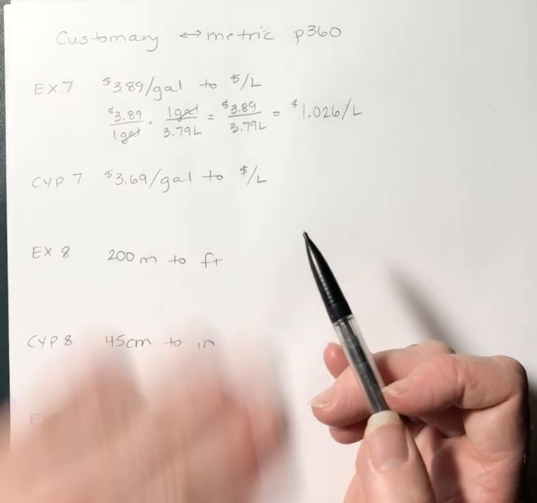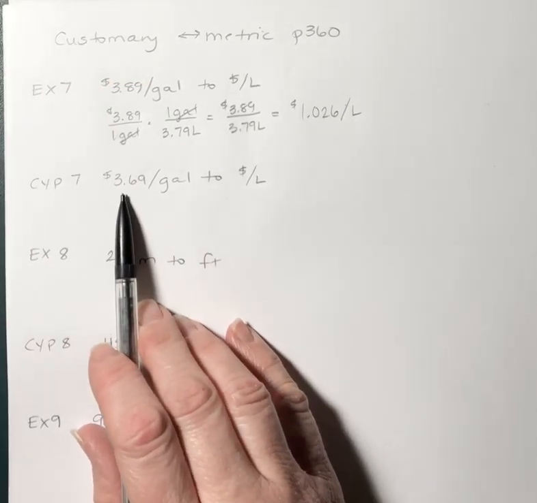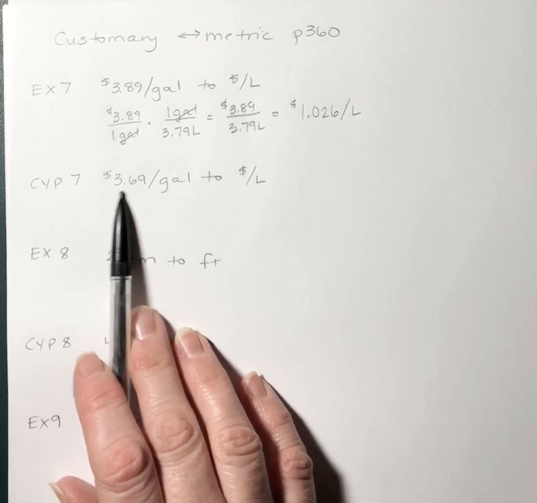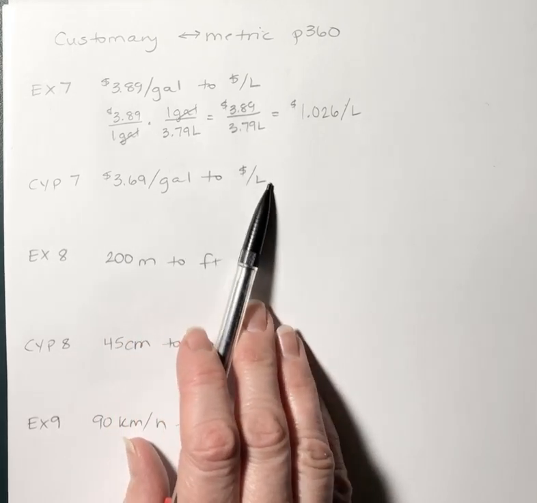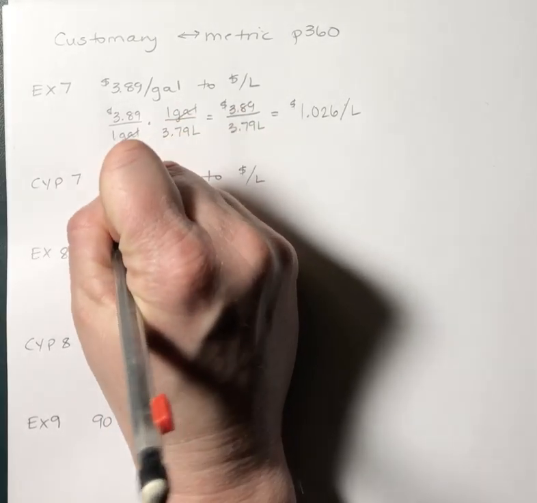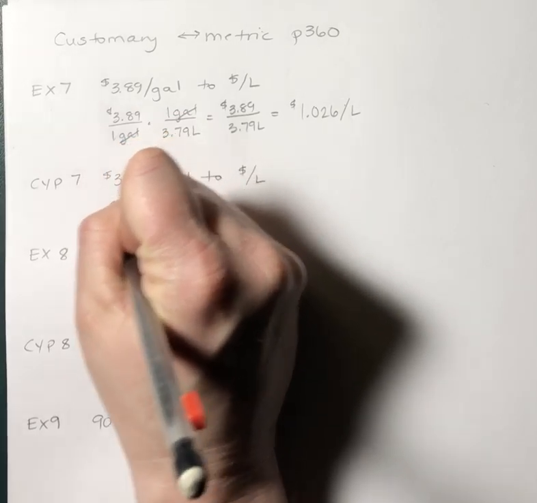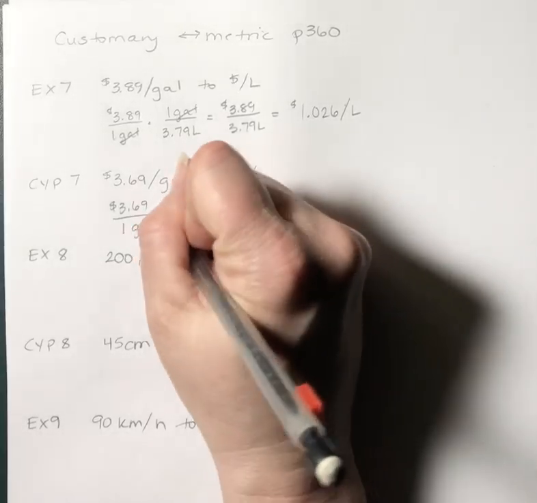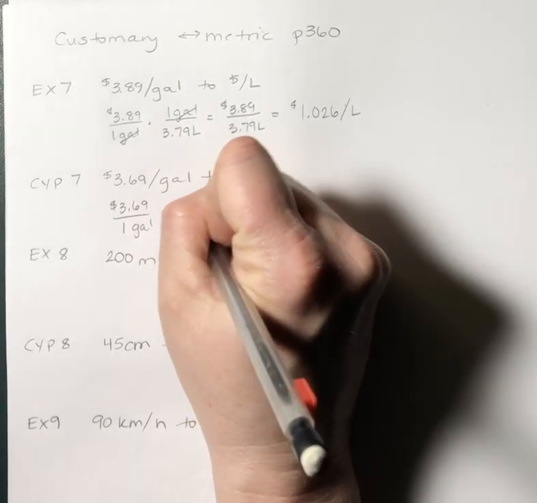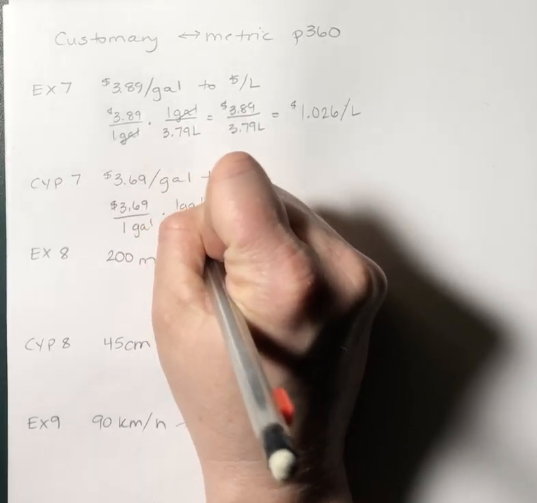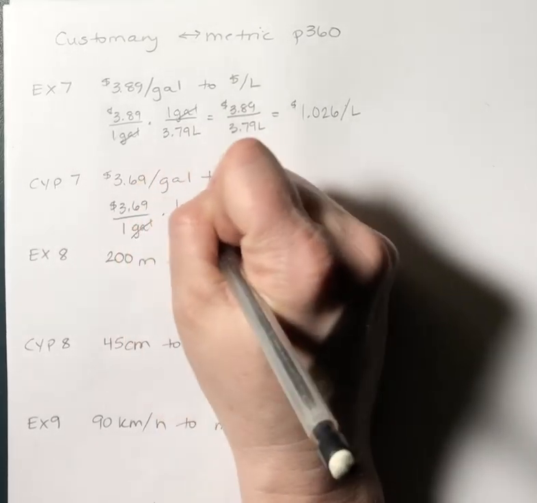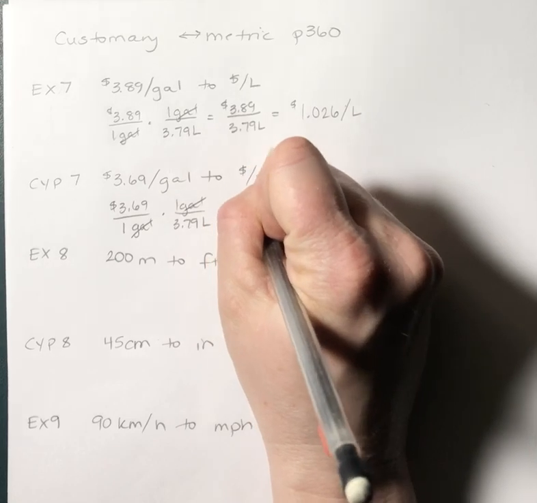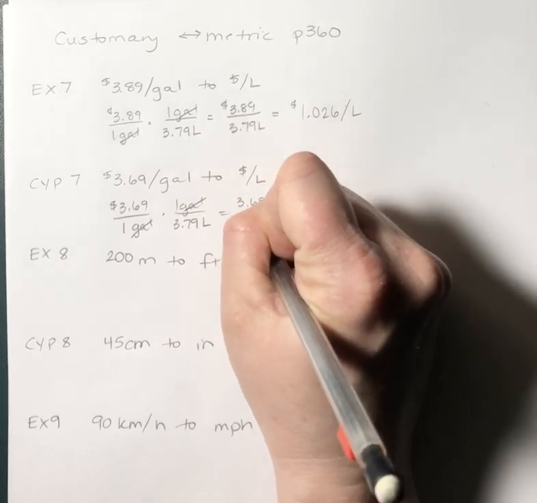All right, check your progress 7. This one now says round to the nearest cent. We're changing $3.69 per gallon to dollars per liter. So again, I have $3.69 over 1 gallon. It's the same conversion factor. 1 gallon is equivalent to 3.79 liters. My gallons cancel. I multiply and I get 369 over 379.